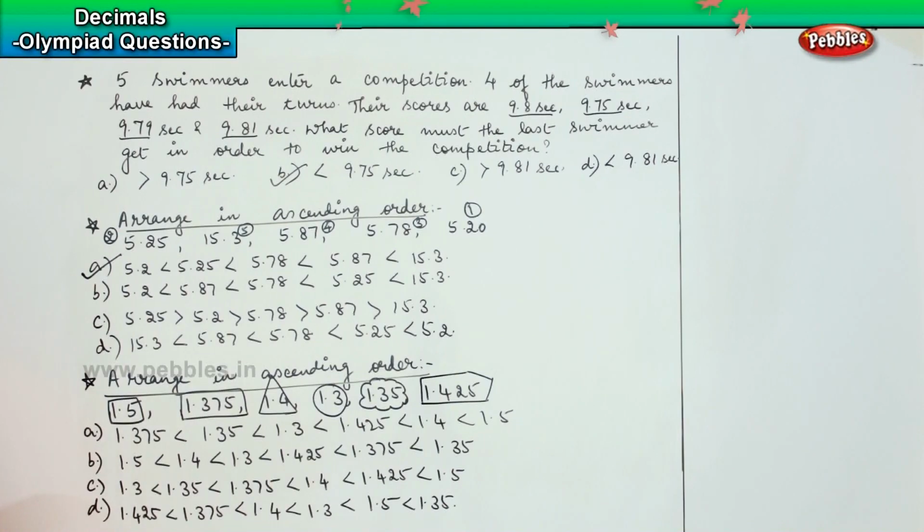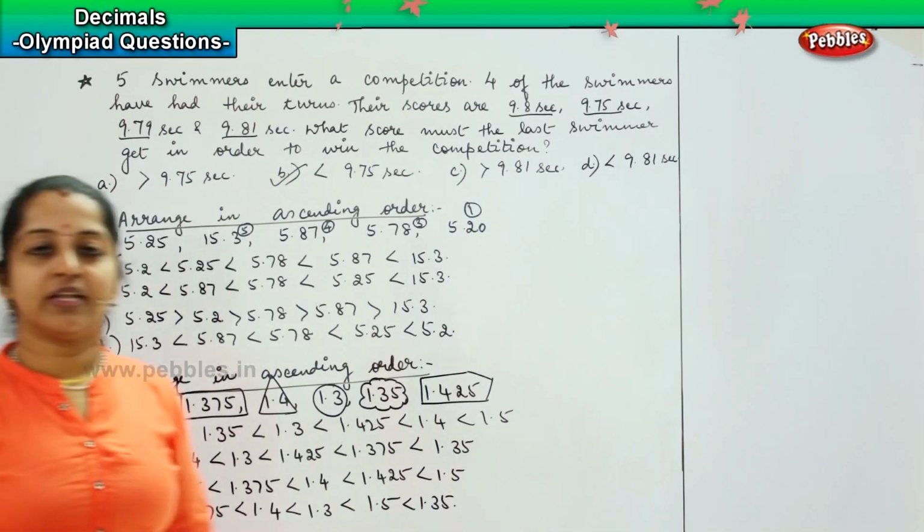Where can you find this option? 1.3, next is 1.35, third is 1.375, fourth one is 1.4, fifth one is 1.425, and the last one is 1.5. So where do you find this option, children? Yes, it is option C. Clear? So shall we move to the next question?